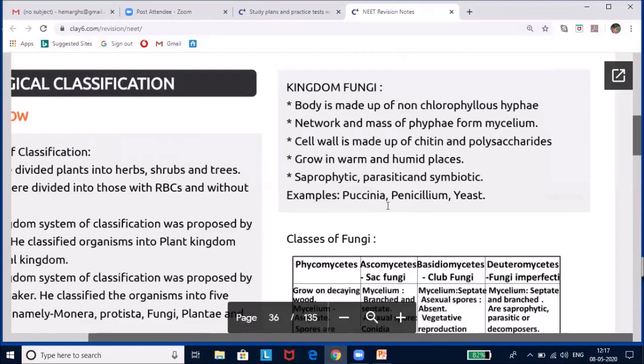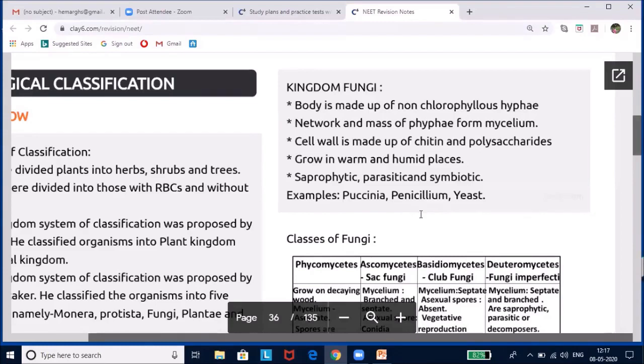So when 2 hyphal strains of fungi come together, then their protoplasm will fuse, that is called plasmogamy. Later on, the nucleus will fuse, resulting in karyogamy. And finally, meiosis is seen in the zygote, which results in the formation of haploid spores. So these 3 steps are very important. They will jumble the steps and ask you to identify.